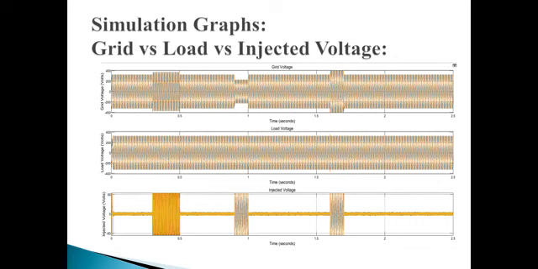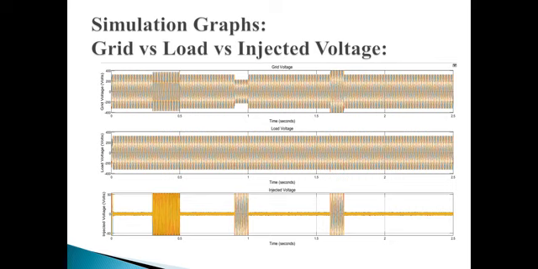This is the grid voltage, load voltage, and injected voltage. Here we can observe harmonics from 0.3 to 0.5, voltage sag from 0.9 to 1, and voltage swell from 1.6 to 1.7. Voltage sag is the reduction in the voltage value, and voltage swell means the increase in voltage value from 1 to 1.1 per unit, and the voltage sag is from 0.9 to 1 per unit.